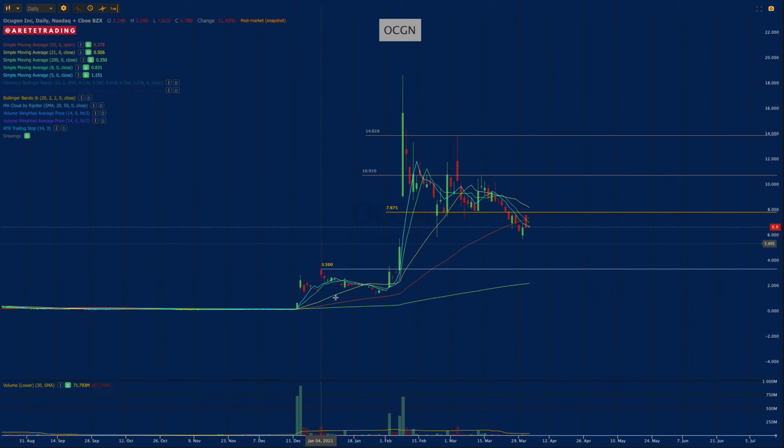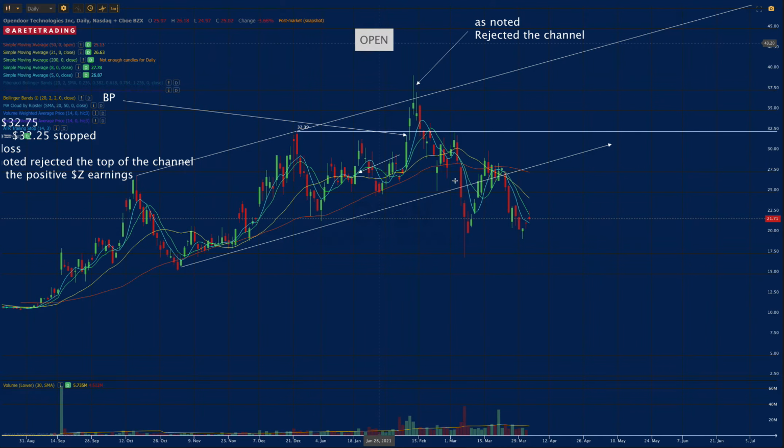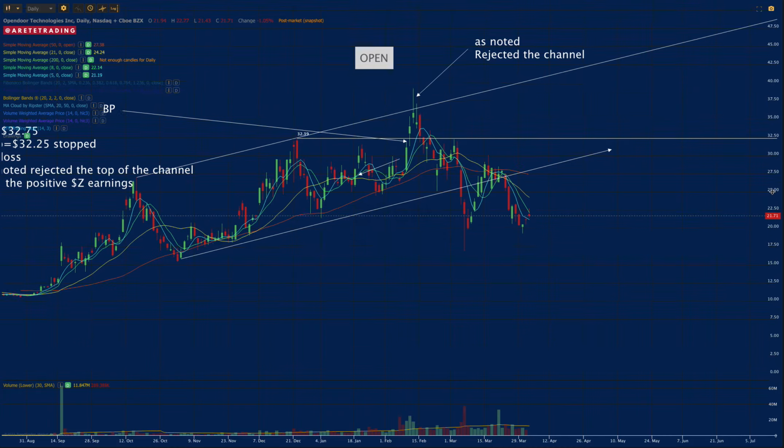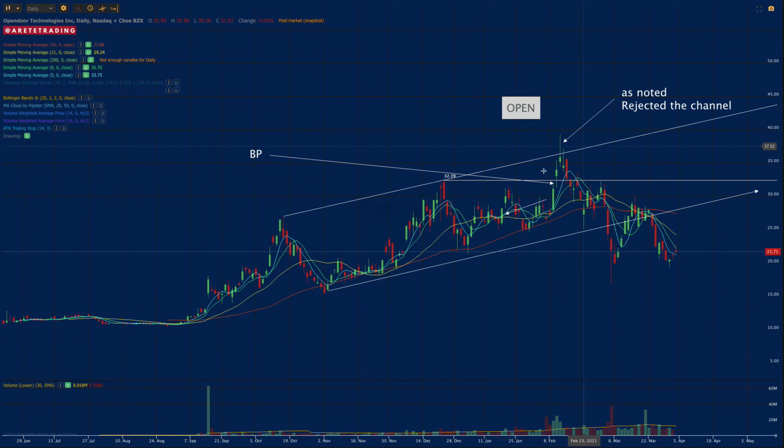So looking at this and this 350 level, that looks like where you could be heading. This is not something I would buy at all. So this is open, and this was one that we traded before. And it looks like we got stopped out for a 50-cent loss on this one.